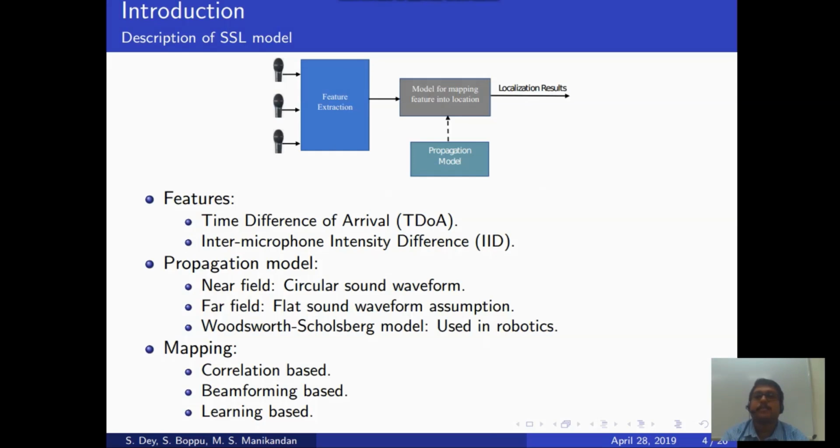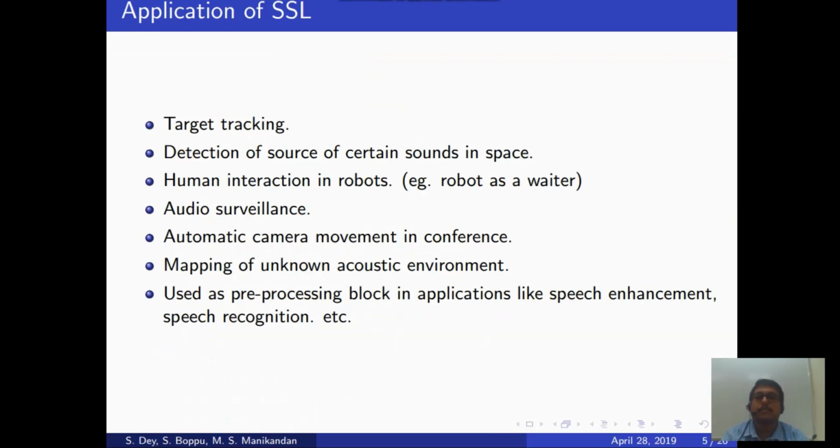The important features are time difference of arrival and inter-microphone intensity difference. Propagation model assumptions are near field, far field, where flat sound waveform is assumed, and the Woodworth-Schlosberg model used in robotics. The mapping functions that are used in literature are correlation-based method, beamforming method, and learning-based method.